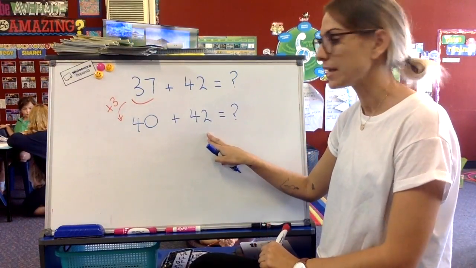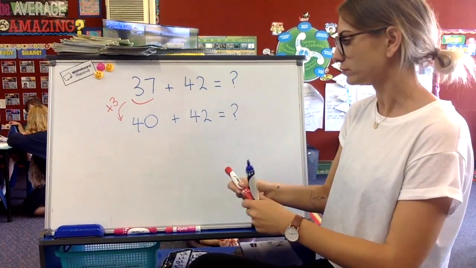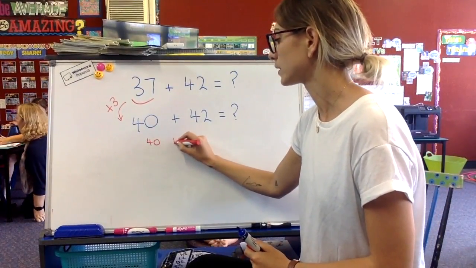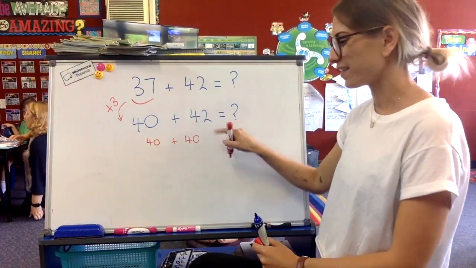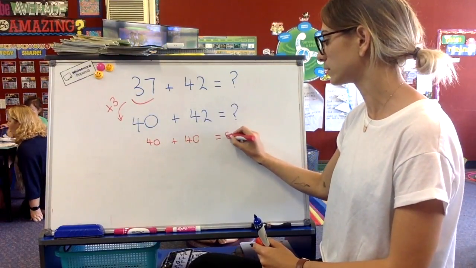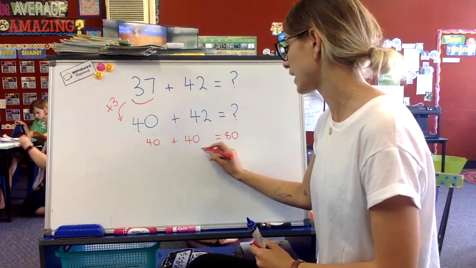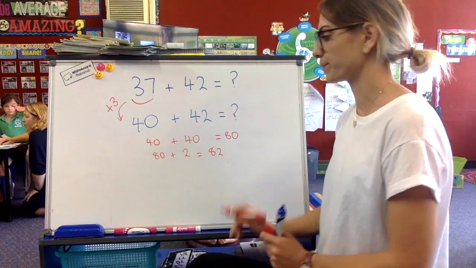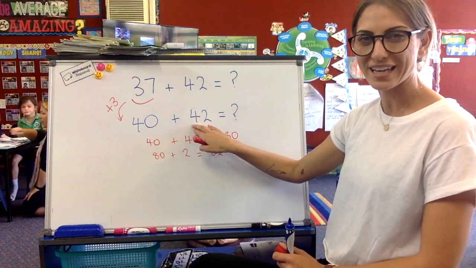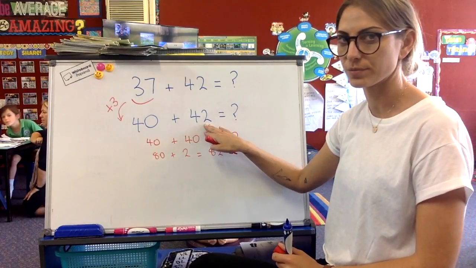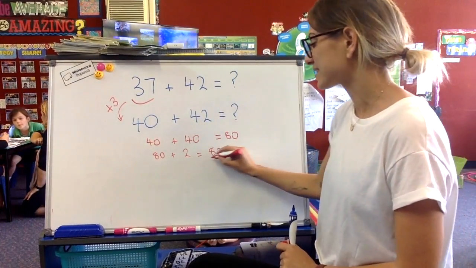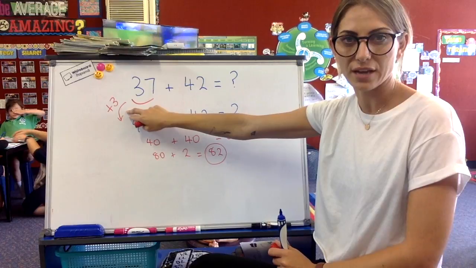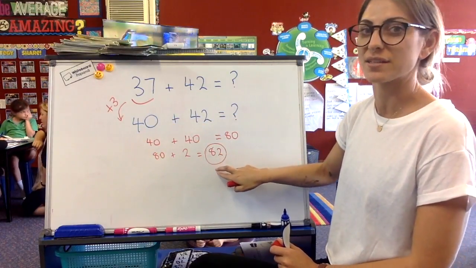Now that's a lot easier because now I've got 10s that I can add and just some 1s that I need to add on. So how I'm going to solve that is 40 plus 40 I know is 80. Then I've just got 2 more. So if I add on 2 more at the end, then I've got 82. But my answer isn't going to be 82 because I added on 3 too many at the start. That means that I've got 3 too many in my answer.